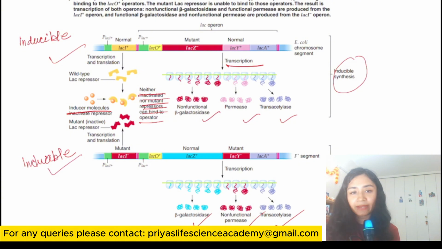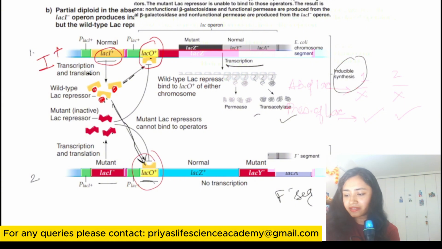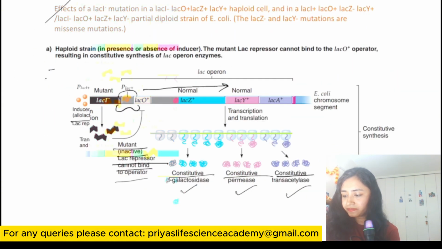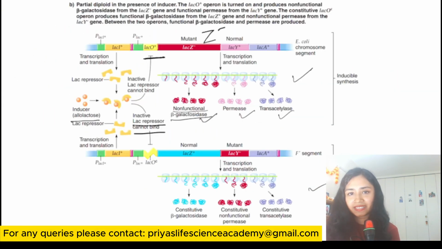Because in the absence of lactose, both the chromosomes are turned off. They need lactose to turn on their operon. They need induction to turn on their operon. That is why both of the chromosomes are inducible. But in this case, which I have shown you before, this is known as inducible synthesis.